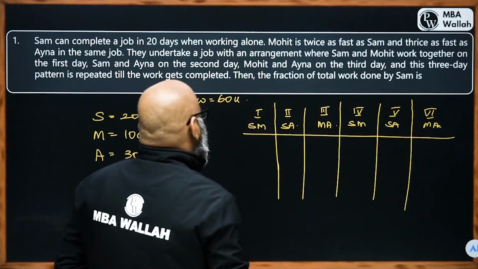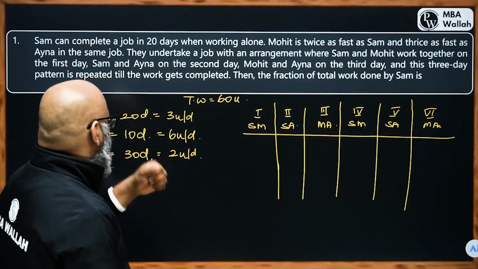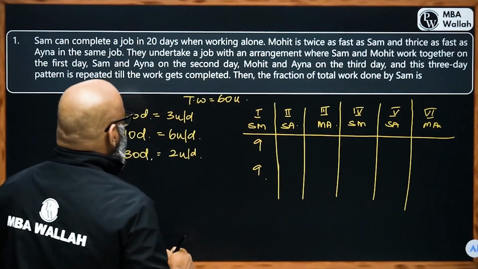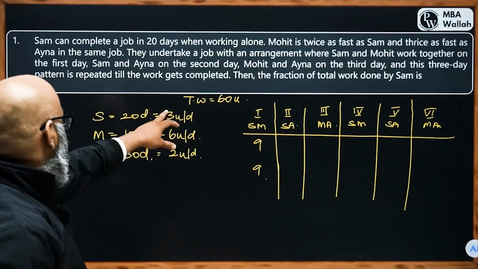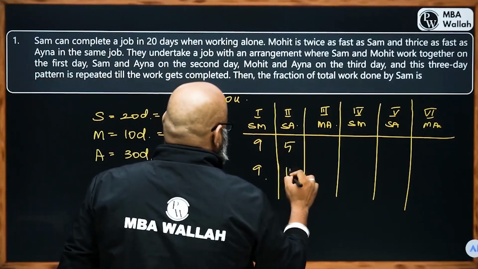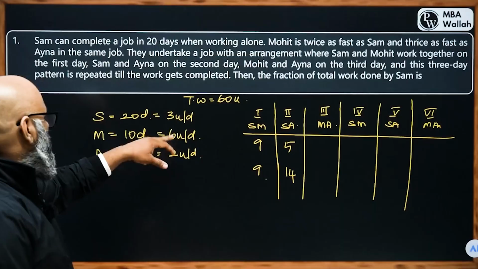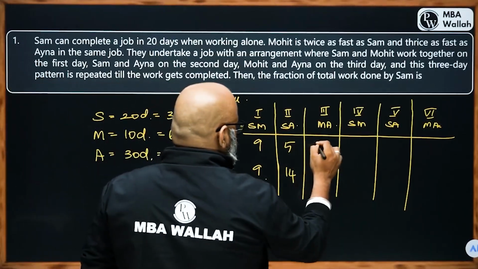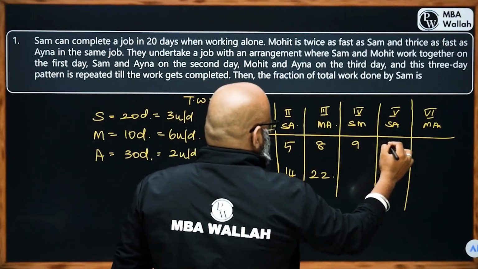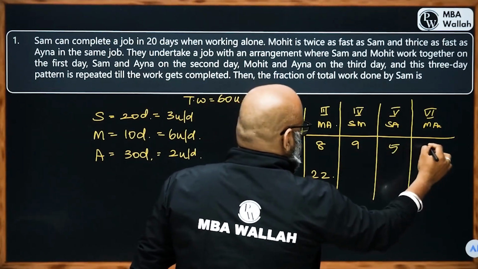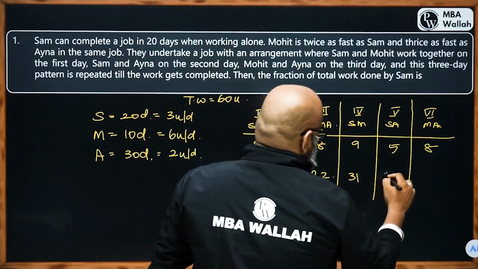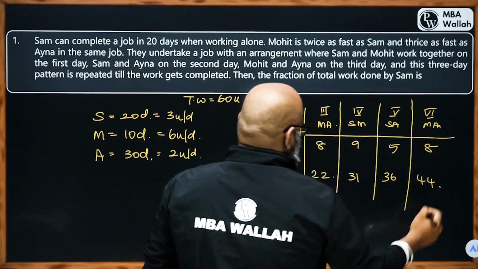So Sam and Mohit work, they would finish 9 units in one day. So 9 units over. Next, Sam and Aina can do 5 units in a day. So they do 5 and I will finish 14. Mohit and Aina can do 8 units. So that will take me to 22. Again, Sam, Mohit 9, Sam, Aina 5, Mohit, Aina 8. So this will be 31. This will be 36. This will be 40.